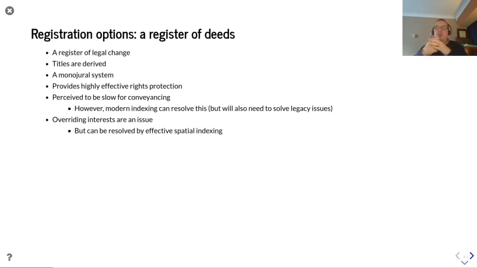However, there's also the issue of how we solve the legacy data issues, because the fact that we can do it in an idealized world is great, but we actually have X many years of current data that is not in the right format. We know that overriding interests are an issue, but this also can be resolved by effective spatial indexing. It's not the world's biggest problem.